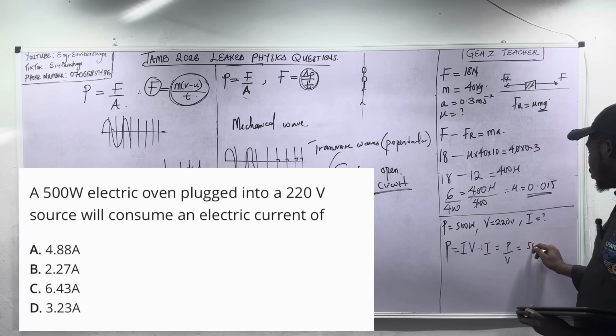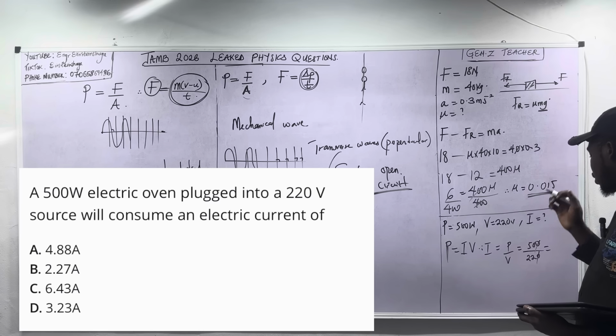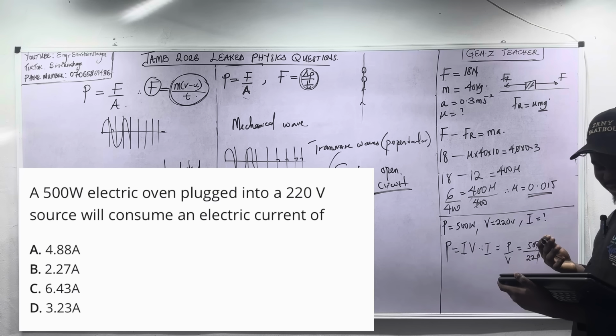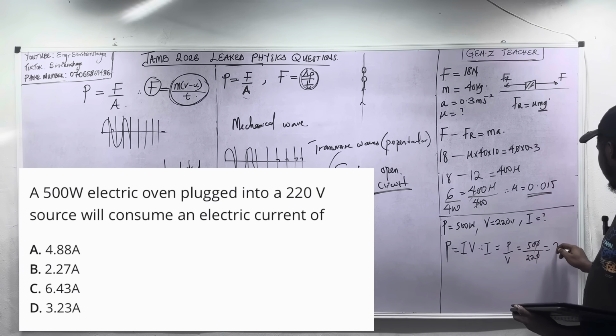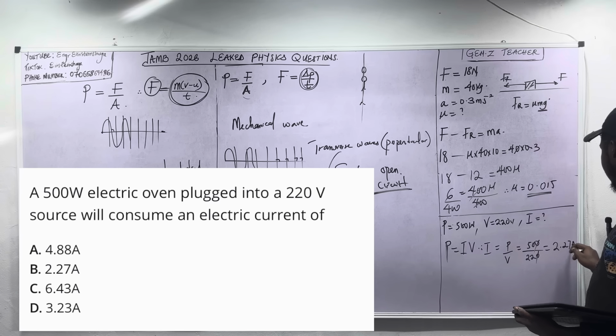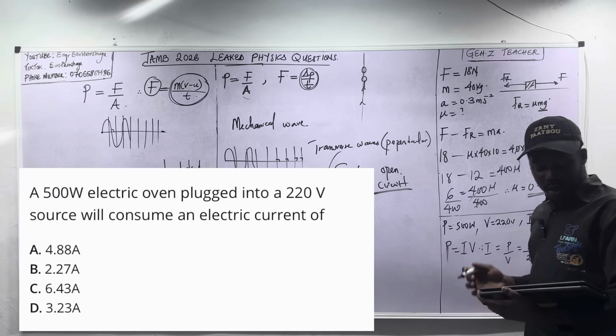So quickly, I should just be P divided by V. P is 500 over 220. So 0 takes out 0. So we have 50 over 22, and the closest option there, 2.27 amperes. That should be the answer to that question.